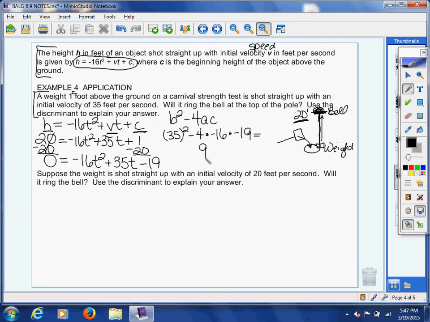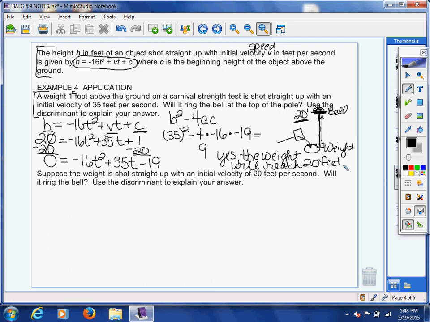Now that information is important because if that number is positive, if your discriminant is positive, yes, that speed will carry the weight to 20 feet. If 9 was negative, we would never meet that 20-foot mark. It's too weak of a swing. So because 9 is positive, we can say, yes, the weight will reach 20 feet. Okay? And that's all because of the discriminant. The discriminant can tell you that.